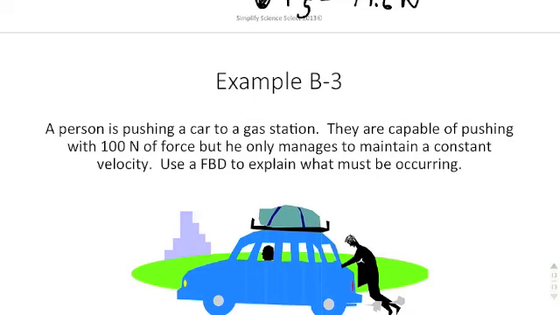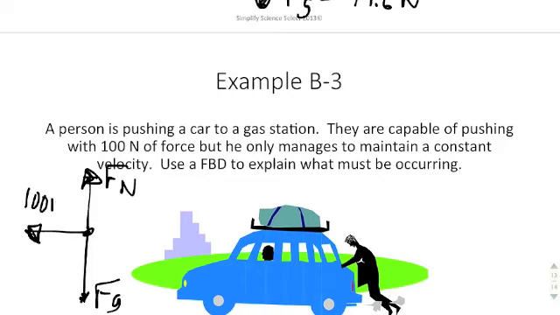So we still have our car. That car is going to have weight, and it's going to have a normal force, and those two are going to cancel each other out. If he's exerting 100 newtons of force to the left, you should be able to justify why the frictional force is 100 newtons to the right. And you should be able to figure that out based on what we've talked about in this lecture.